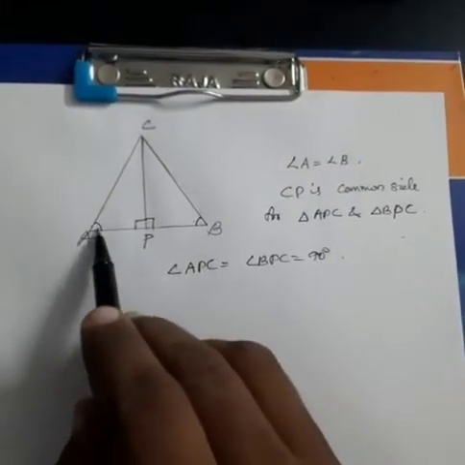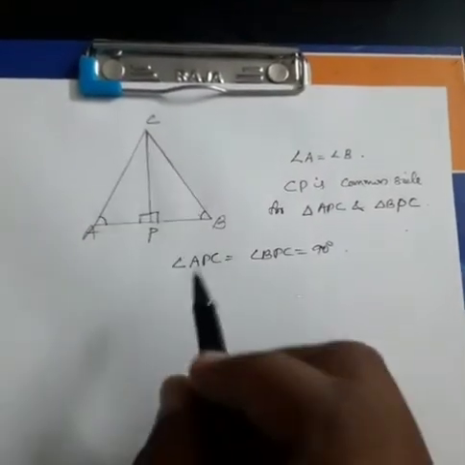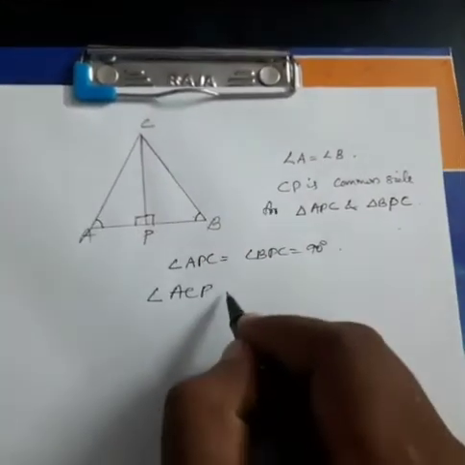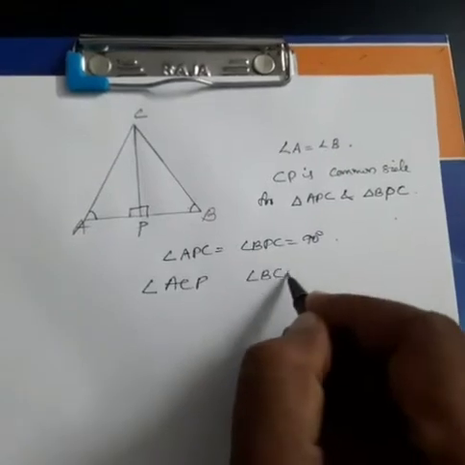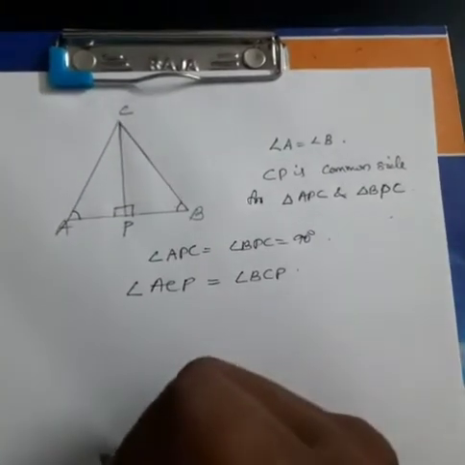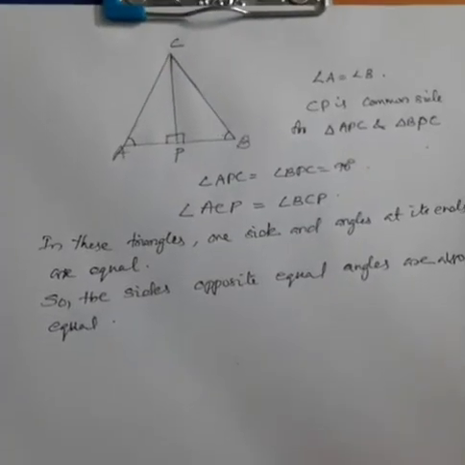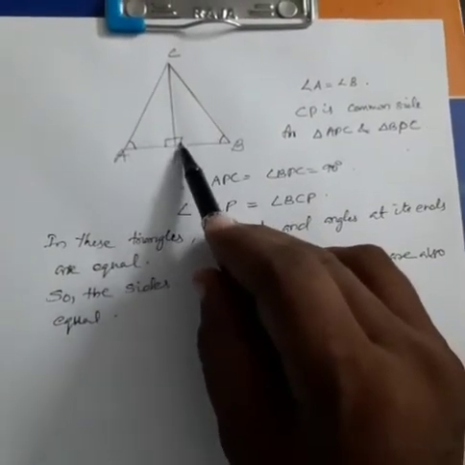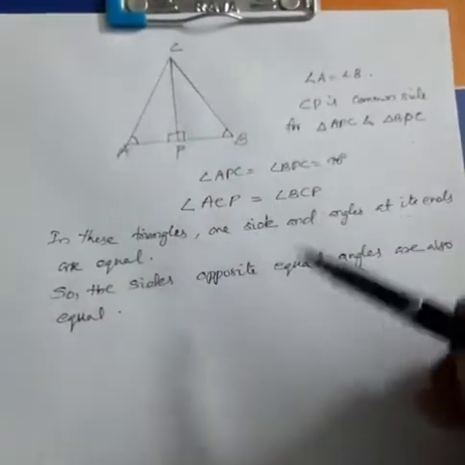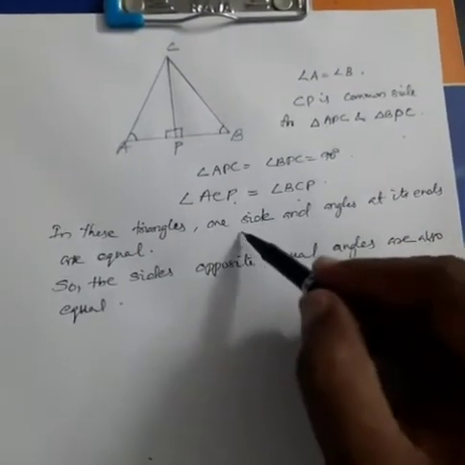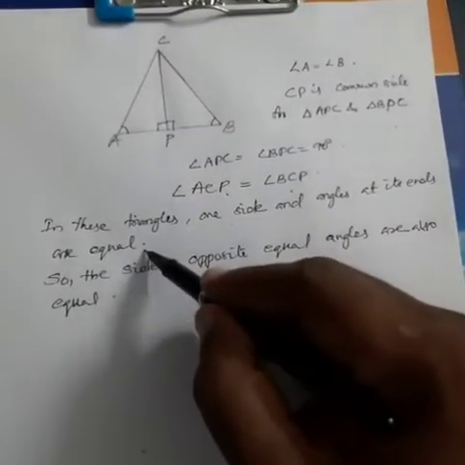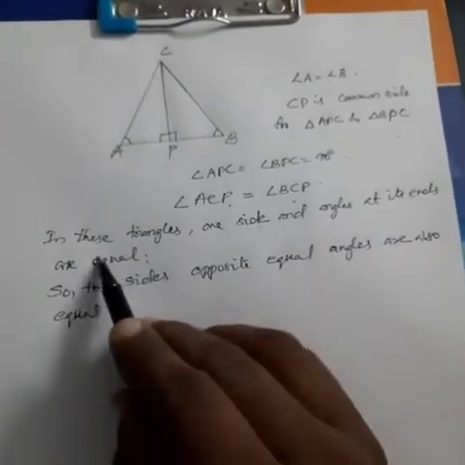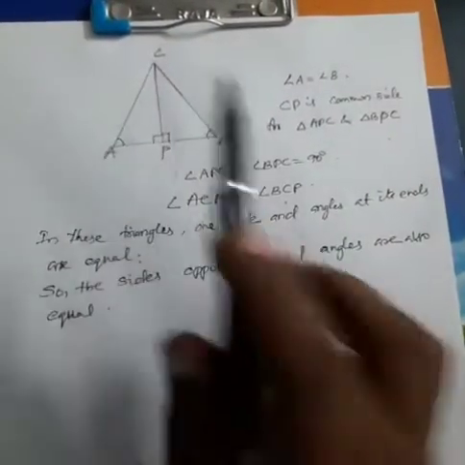So in this triangle, you got two angles here. What about the third angle? Are angle ACP and angle BCP equal? Here angle A and angle B are equal. These two angles are also equal. What about the third angles? Those angles are also equal, because in both the triangles, one side and the angles at its ends are equal. So the third angle is also equal.